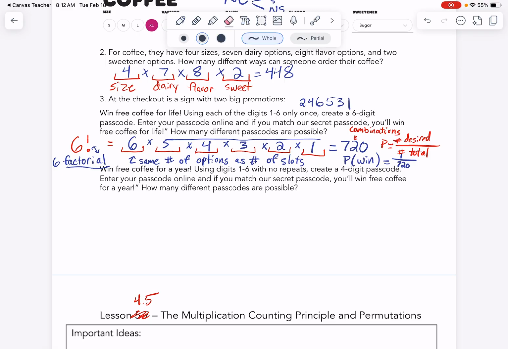And actually, these are not combinations. So forget that I said that. We don't call them combinations. I'm confusing you for later. I'm sorry. Okay.